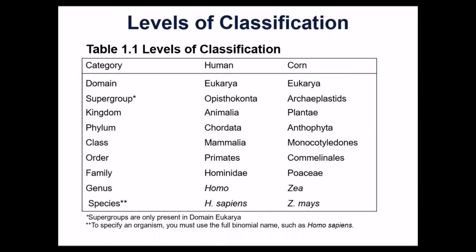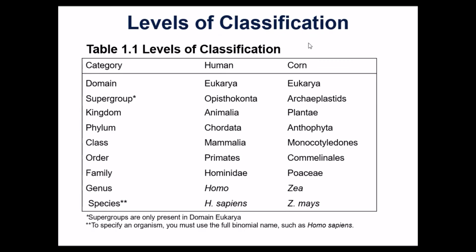This table does a good job. It gives you all of those categories listed out for you, and then gives you the name of which we would fall into. So you may be familiar with our species name, which is Homo sapiens. That's the species name for humans. But we also fall into the genus called Homo. We fall into the family called Hominidae, and the order primates, class Mammalia, phylum Chordata, kingdom Animalia, the supergroup Opisthokonta, and then the domain is Eukarya. So this is how you would classify humans.